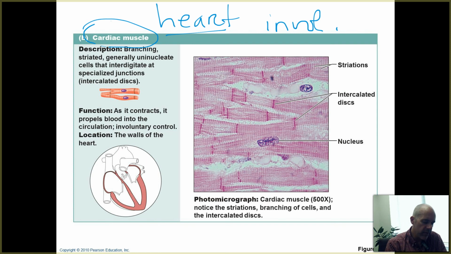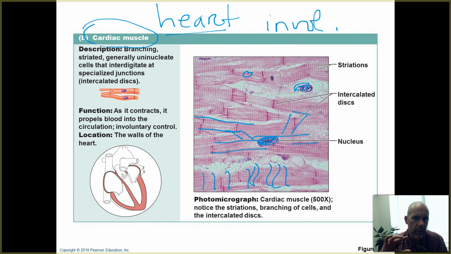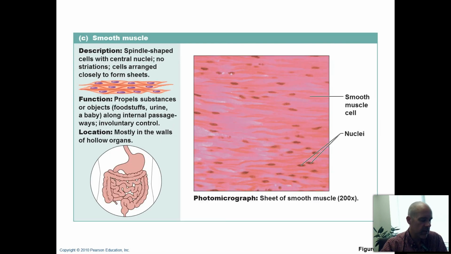And they branch. They're kind of unusual because they'll have little branches on them that connect to other cardiac muscle cells. They typically just have one nucleus per cell, and they do have the little striations, the stripes in there, which are formed. Again, these cells are full of proteins that are involved in muscle contraction, as we'll learn about when we get to Unit 4. You find these, as you might guess, in the walls of the heart.